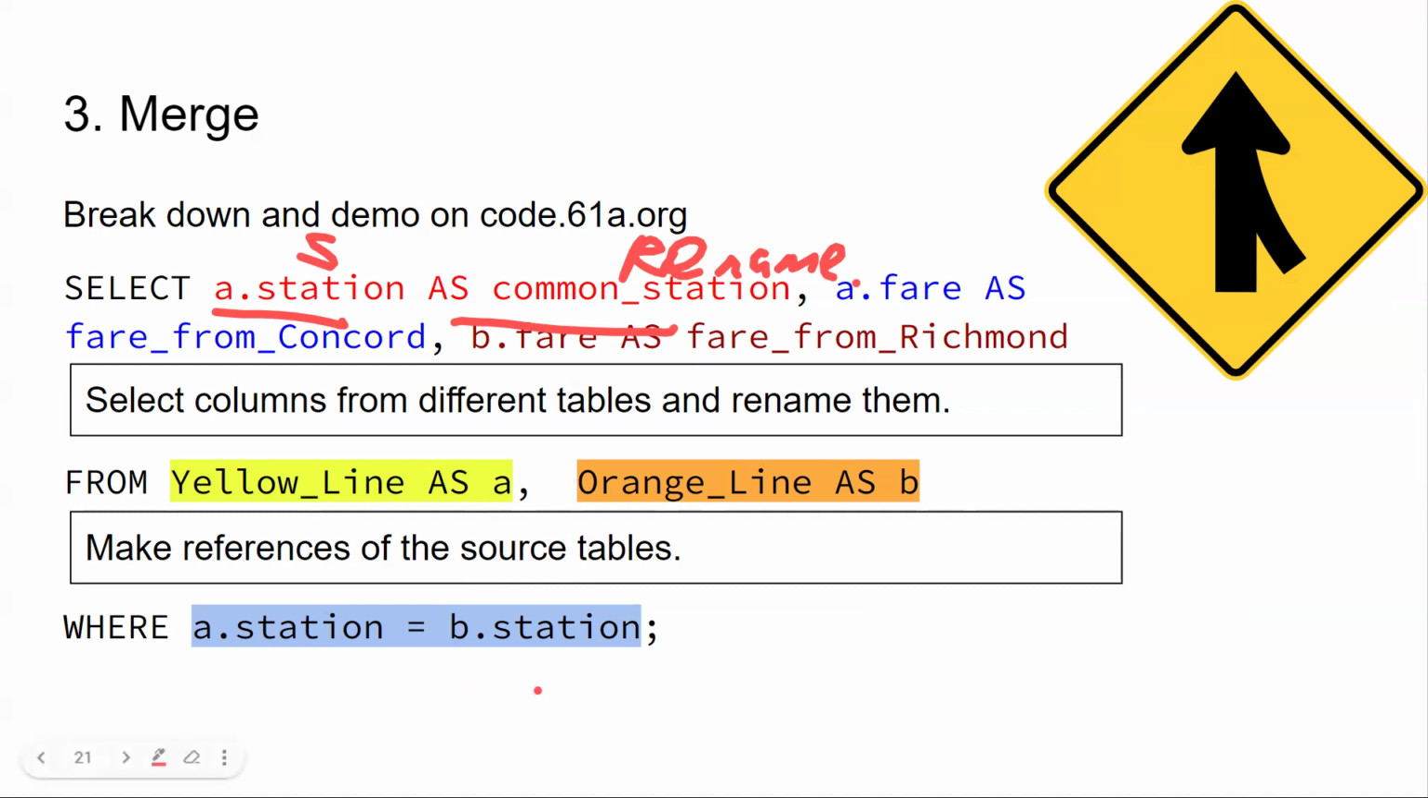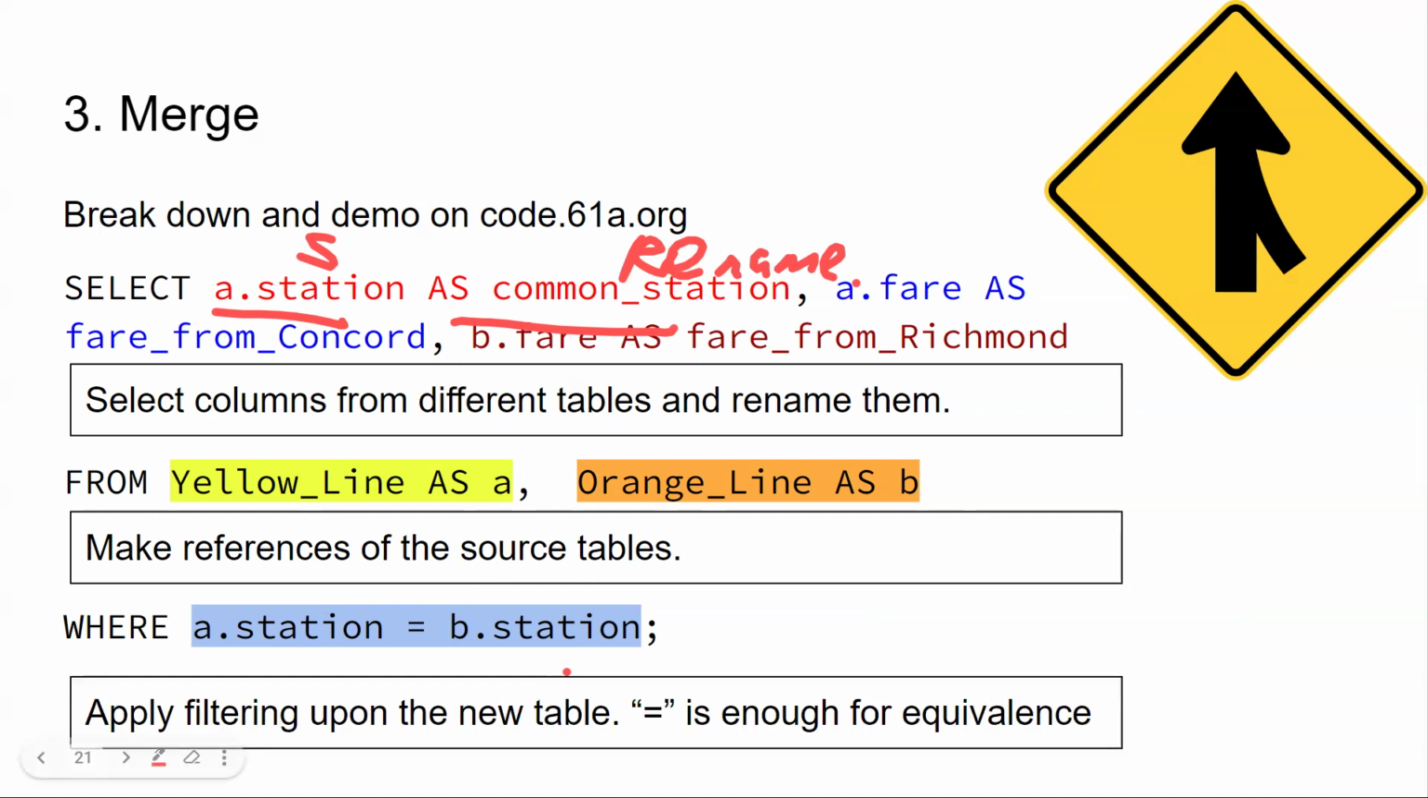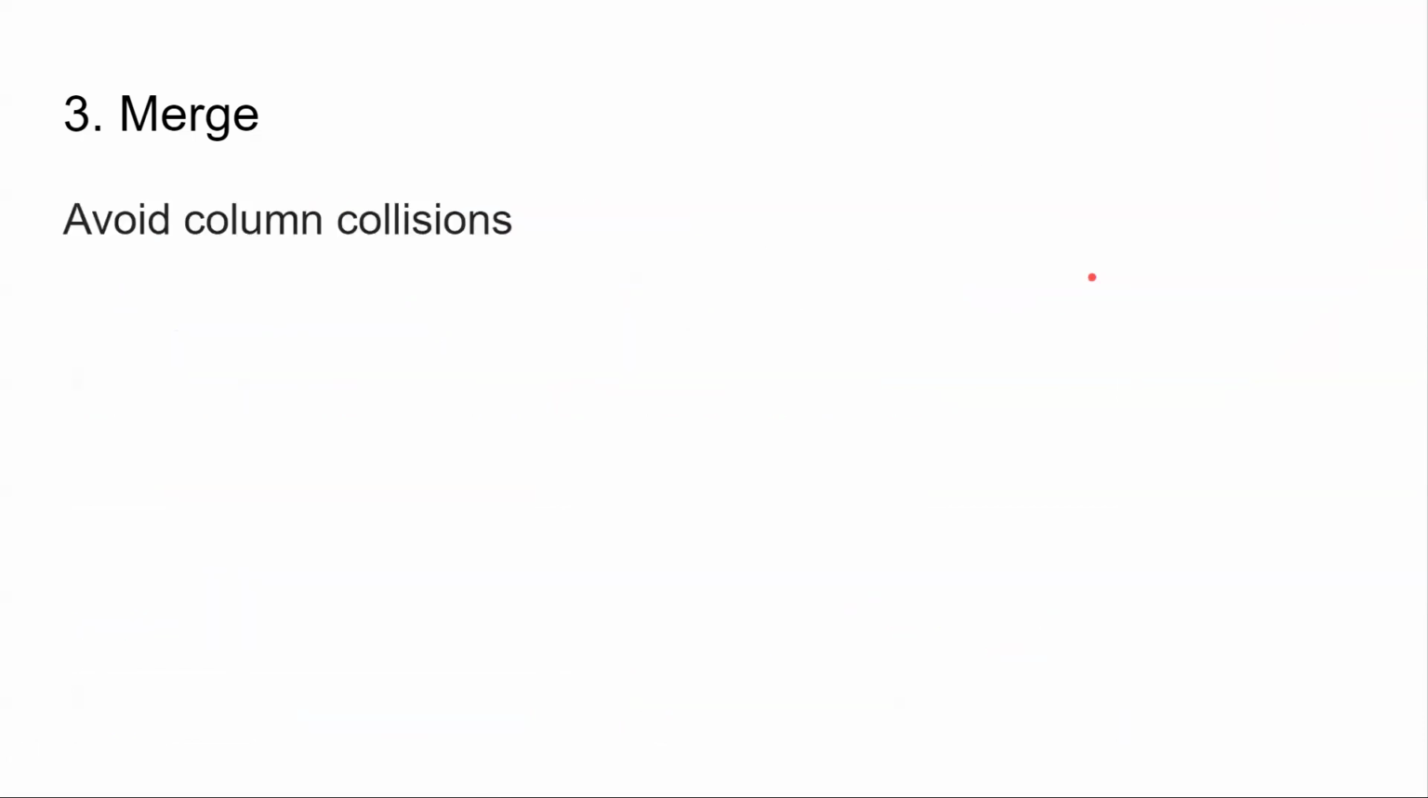And where A station is middle station is the condition that you want to filter on. You only want to have the common stations between the two lines. So you're just applying filtering on tables. You can use a double equal sign, but a single equal sign and a double equal sign are equivalent in the SQL language. Okay, I'm doing a merge, and you have to avoid column collisions.